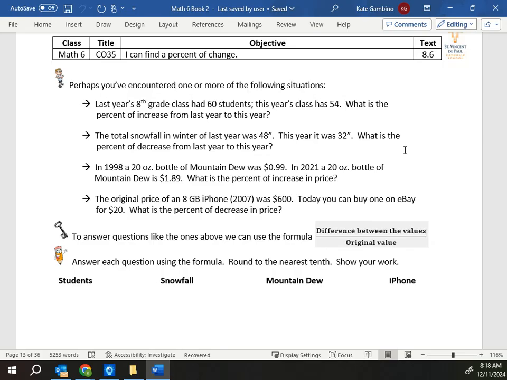Or maybe the total snowfall in winter of last year was 48 inches, and this year it's 32 inches. What is the percent of decrease from last year to this year? I don't think that's going to be the case this year because we had little snow last year. Or in 1998, a 20-ounce bottle of Mountain Dew was 99 cents. In 2021, a 20-ounce bottle of Mountain Dew is $1.89. What is the percent of increase in price?